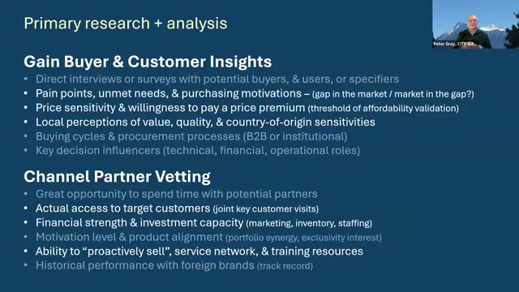We're also able to identify price sensitivities and a willingness to pay a price premium. In every market, there's a threshold of affordability. You may very well have a product that will provide, say, 30 or 40% better utility, but there's only a certain amount over the established market price that customers are willing to pay. And we need to identify what that threshold is because it's going to affect how we price position in the market. We also want to understand local perceptions of value and quality and any biases or sensitivities towards country of origin.